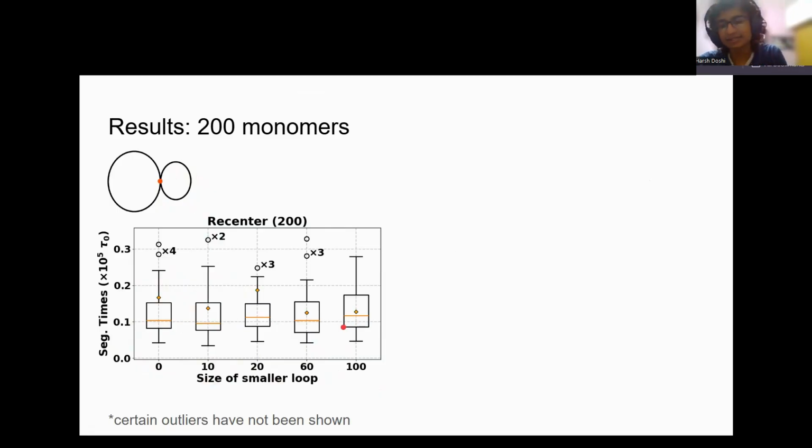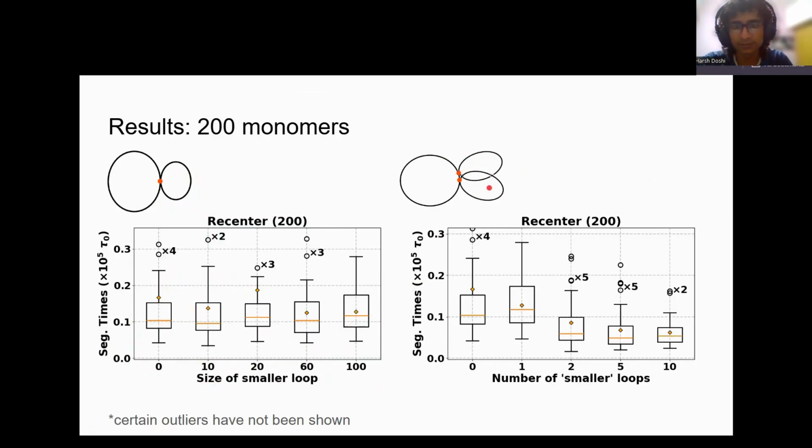A more interesting case is when we have multiple of these smaller subloops. So here, I've shown the same sort of comparison. However, I have compared now topologies with varying numbers of the smaller subloops. 0 just means the simple ring polymer. 1 is something like this. 2 is something as shown here, and so on. Here we can clearly see that as we increase the number of smaller subloops beyond 2, the segregation time decreases significantly. And the reason for this is actually the same reason that the polymers do not want to stay mixed entropically.